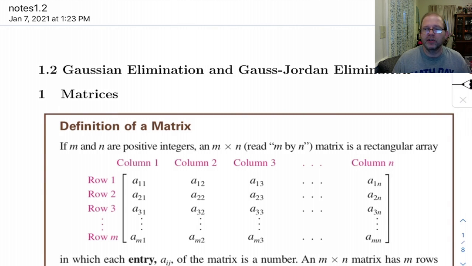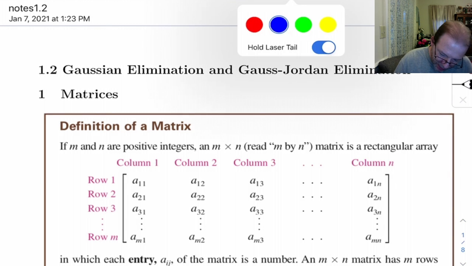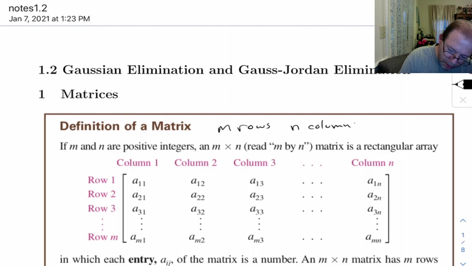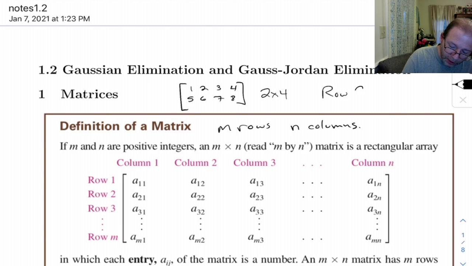A matrix is really just a rectangular array of numbers, but we call it an m by n matrix. M by n means that you have m rows and n columns. So for instance, if we had the matrix 1, 2, 3, 4, 5, 6, 7, 8, this has 2 rows and 4 columns. So it's 2 by 4. And it's always row and then column.